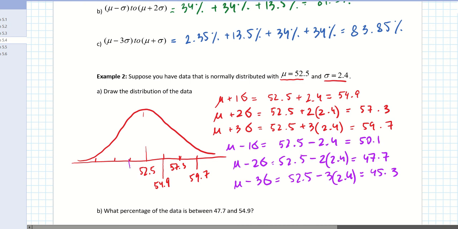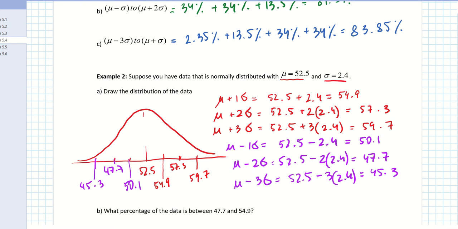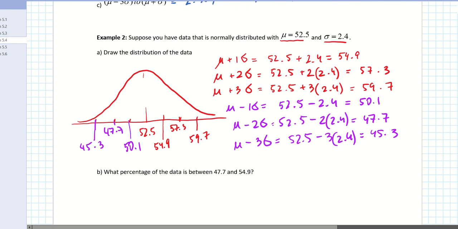So those values are going to go here. So again, let me extend this line a little bit. So this is going to be 50.1. Then this guy here is going to be 47.7. And furthest to the left, we're going to have 45.3. All right. So why would you do this? Well, now we can actually answer questions like the ones that it's asking us in part B. Because we actually have values for mu and sigma, we can now get the answers.